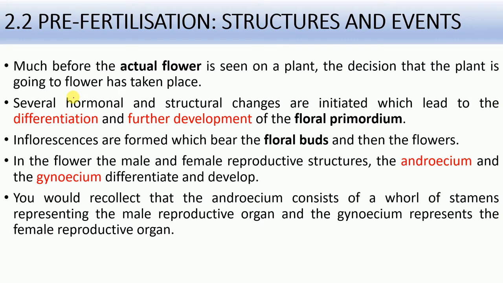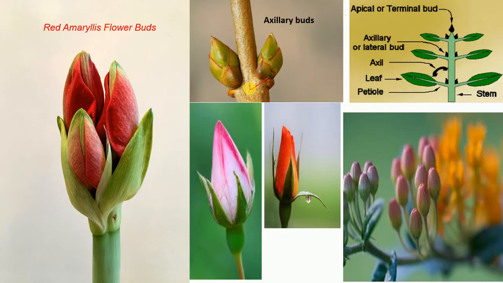In the case of a plant, there will be microsporogenesis, but before that we need to understand the structure of that part. It is the stamen, in which microsporogenesis occurs, right? The decision of making that flower has already been taken. You can see here, these are some buds. Some hormonal and structural changes will be initiated, and that's the reason a floral primordium, or we can say a floral bud, will be formed. Let's say this is an axillary bud, and from this axillary bud a large bud will be formed, and from this bud a flower will be formed. You can see here, these are all buds, and from these buds the flower will be formed.